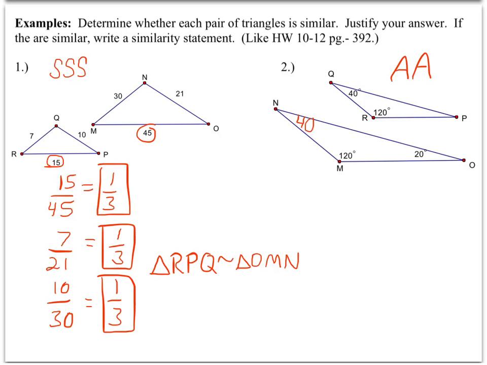Lastly, this smaller triangle, I can find that this angle here is 20. So you'll notice that all of the angle measures match up. So yes, these two triangles are similar, and I can make my statement. Triangle QPR is similar to triangle, make sure you match everything up, NOM.